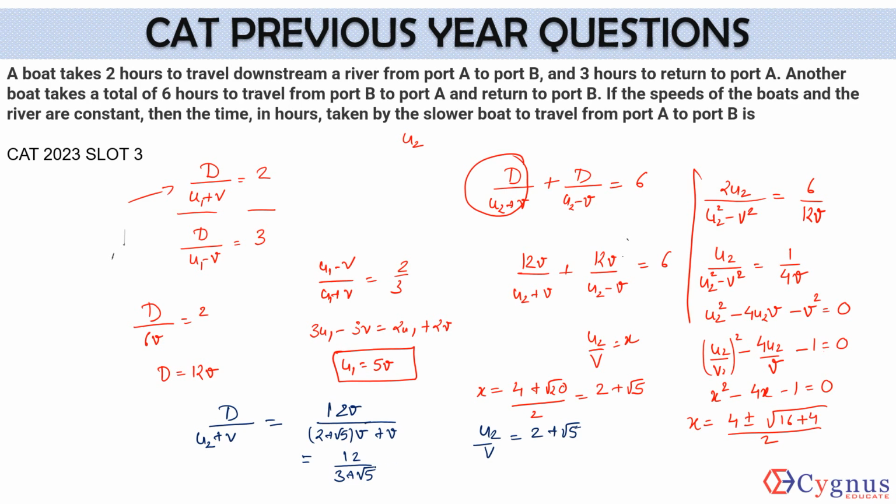So when you rationalize it, the answer will be 12 into 3 minus root 5 divided by 9 minus 5, that is 4. So effectively it is 3 times 3 minus root 5. Yes or no? This was a lengthy question, not a tough one.